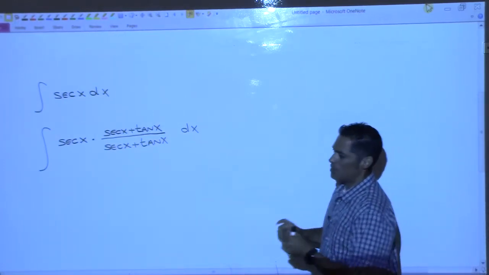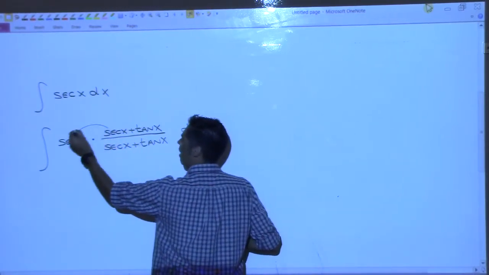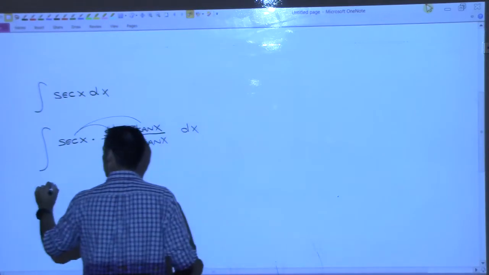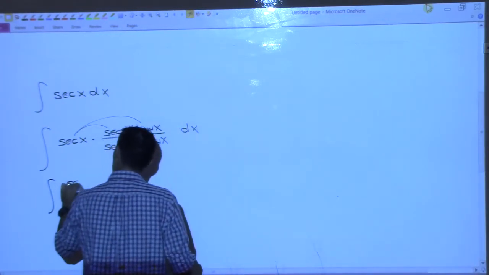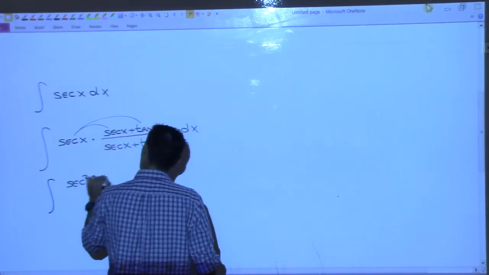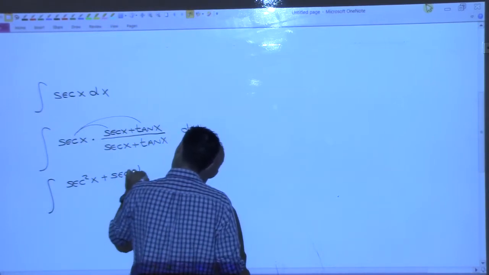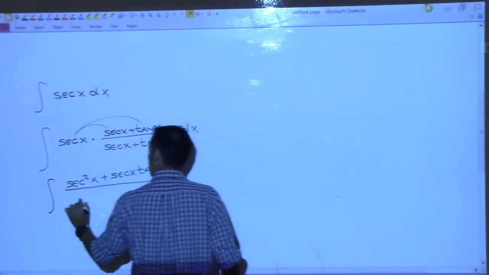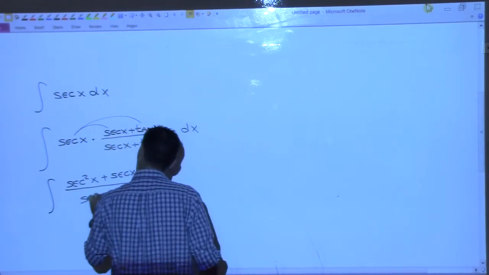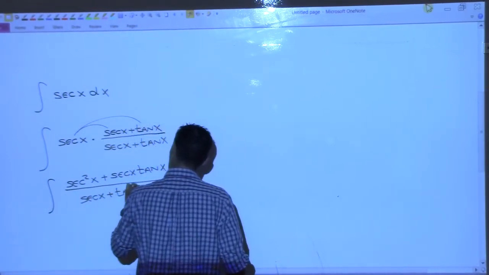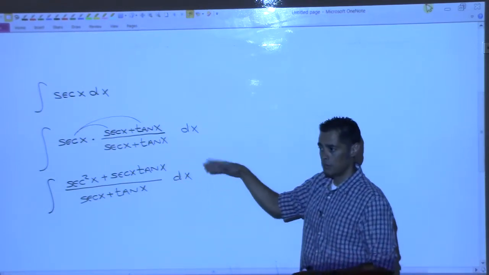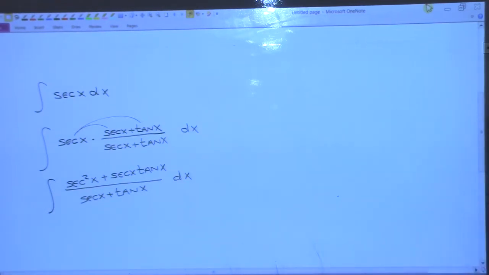Let's go ahead and distribute the secant here through the top, okay? And then we would get on top secant squared x plus secant x tangent x over secant x plus tangent x. Are you all following what I did? Yes? Okay, does anyone see it now? We're there.